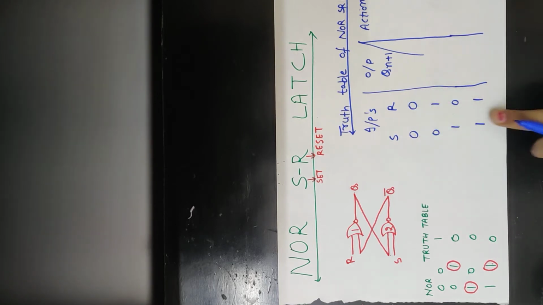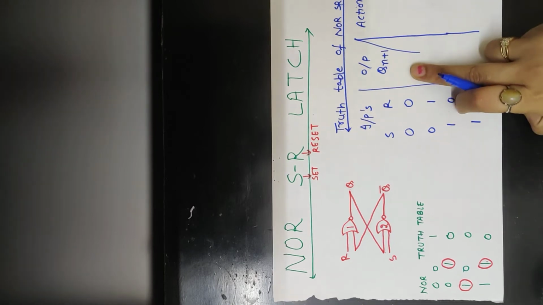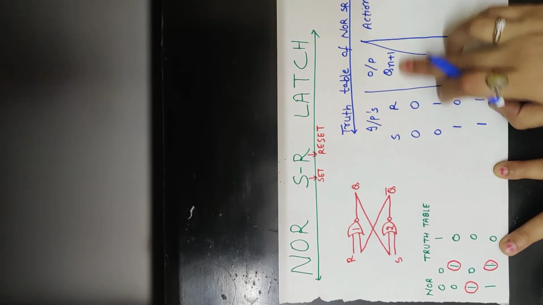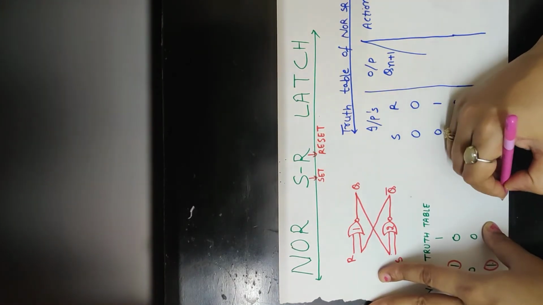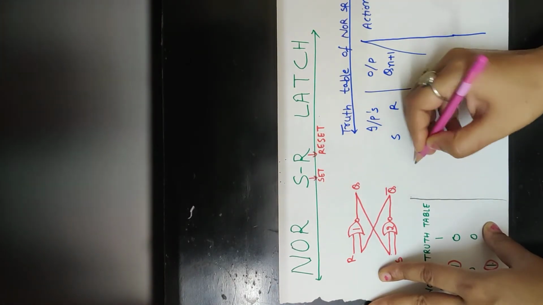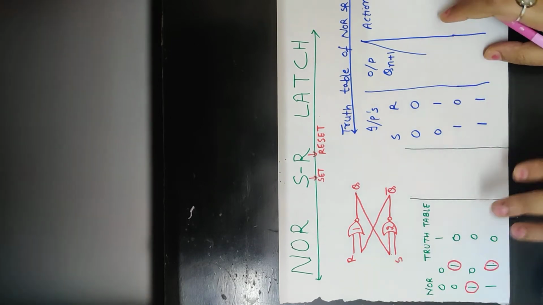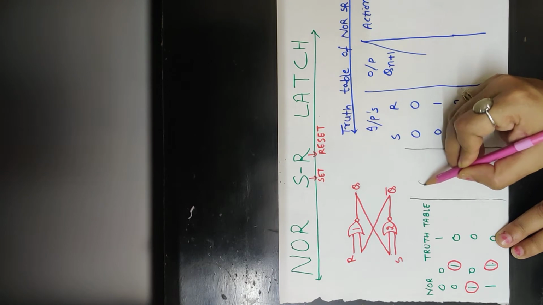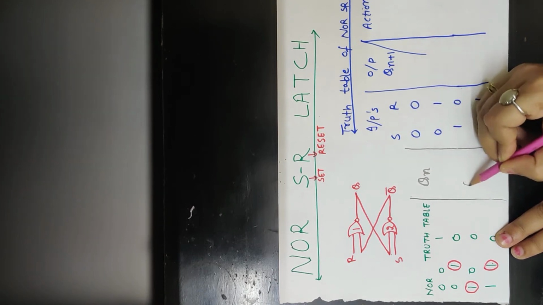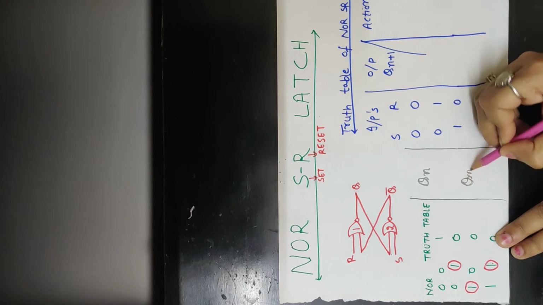So before taking these four possible cases, first I have to clear this Qn plus 1. What is this Qn plus 1? For this I will just explain. As we know, Q is the output. Now we will consider two different terms. One is Qn, other is Qn plus 1. Clear?